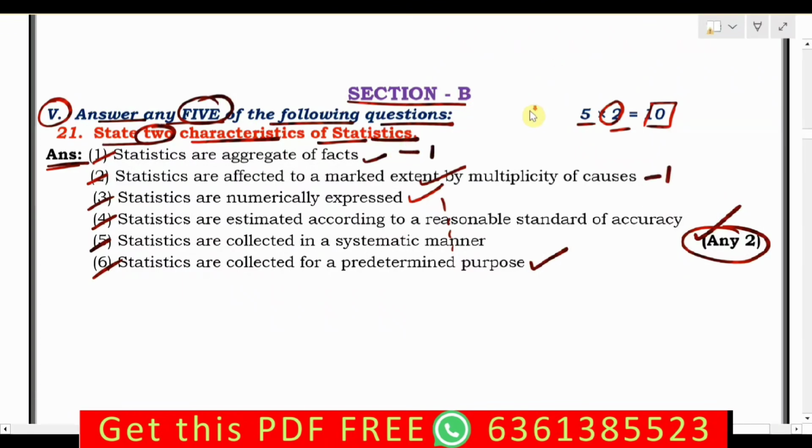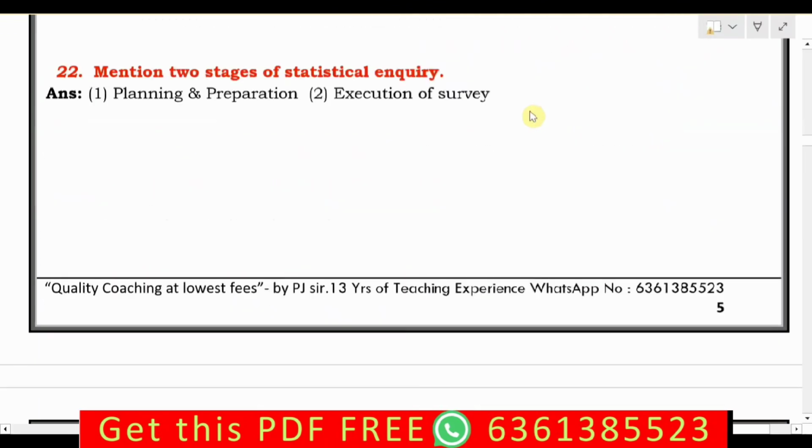So next we shall go to question number 22, that is the second question in the 2 mark questions. Mention 2 stages of statistical enquiry. It's a very easy and important question. Most of the times this question has appeared. Planning and preparation, and execution of the survey. Only by writing these 2 stages, you will be getting 2 marks.